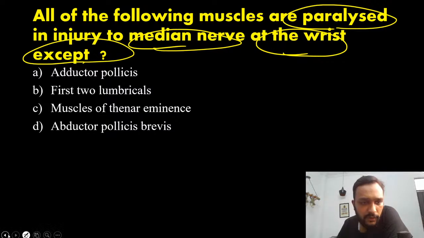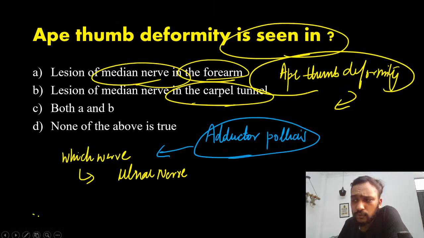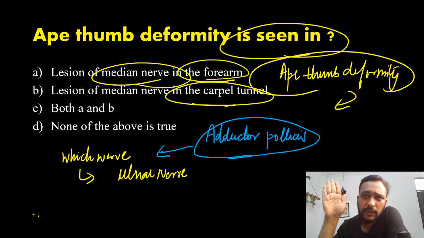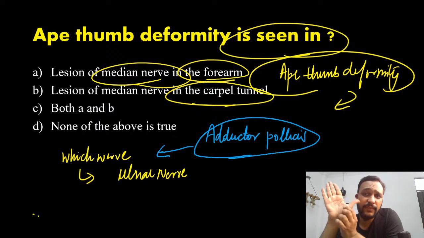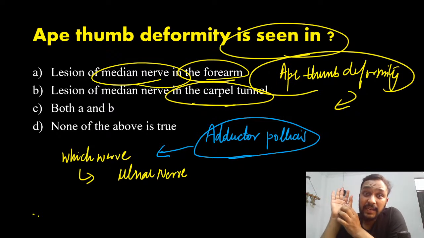What was the reason for ape thumb deformity? Okay, so median nerve injury. The median nerve is responsible for the abduction of the thumb, because abductor pollicis is supplied by your median nerve. But when there is injury of the median nerve, abduction will not take place, and there will be unopposed action of the ulnar nerve, which is supplying the adductor pollicis muscle. That is why.